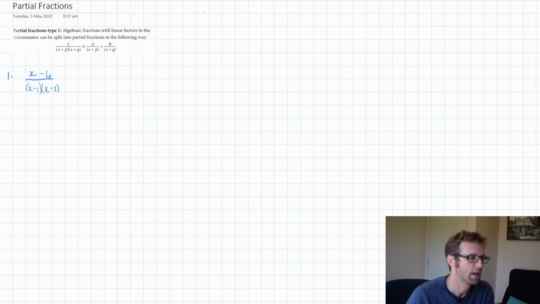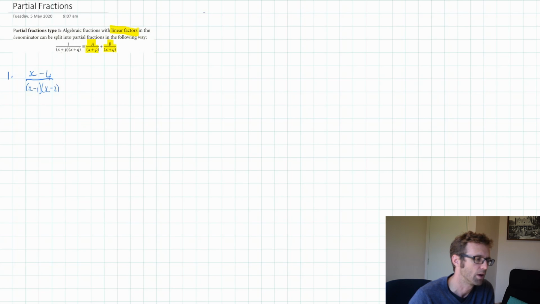Let's get into it. The first type is where we have algebraic fractions with linear factors in the denominator, and we can split them up in this way. So if we've got 1 over x plus p into x plus q, that's equivalent to saying a over x plus p plus b over x plus q. So you see we've split those two factors in the denominator up. So let me show you how to do that with this example here.